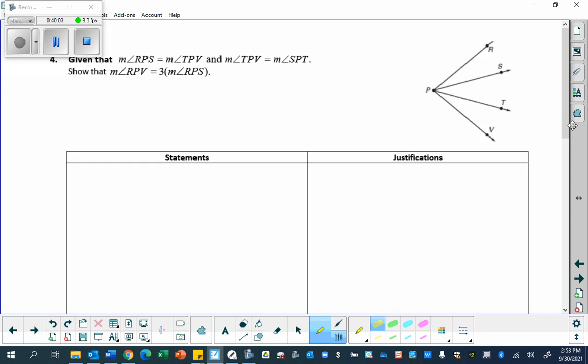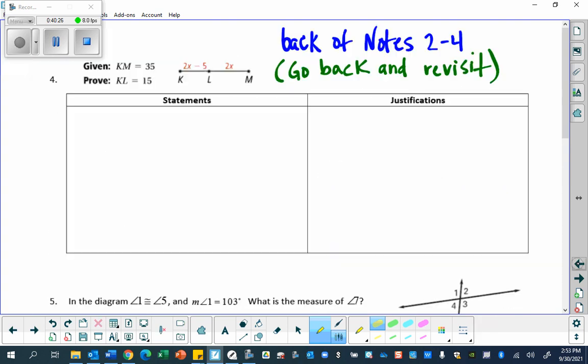So if you get frustrated and overwhelmed, take a deep breath, relax, but think about what you need to get you on track. If you're able to figure them out, knock it out, because then that'll help your group when you come back the next day. So the front and backs of each of these, in addition to going back and revisiting the back of notes 2-4. Sound okay? Okay.